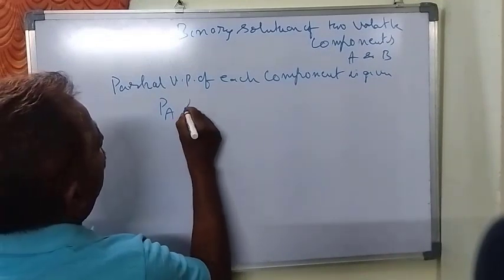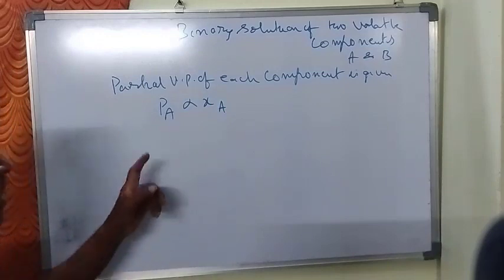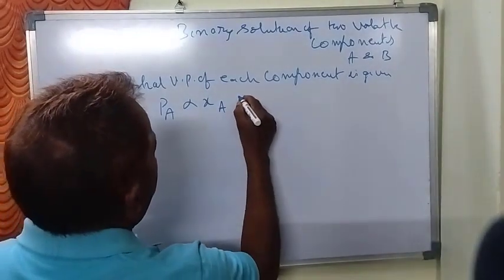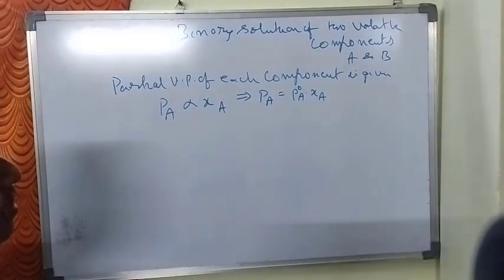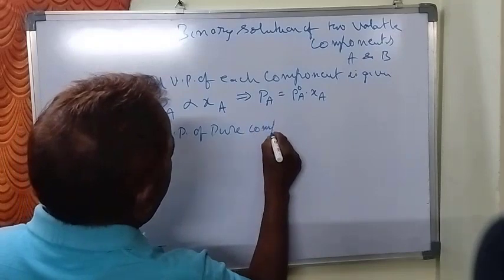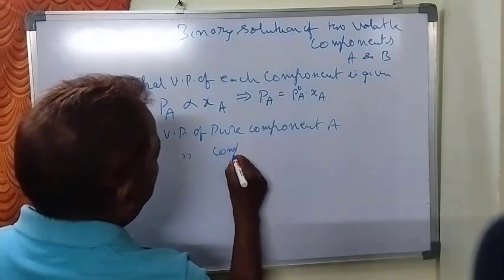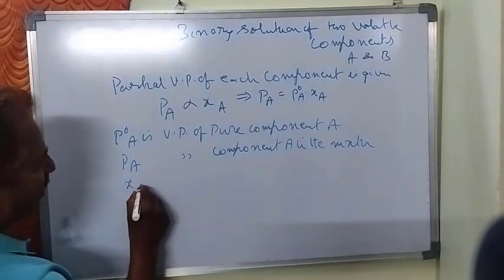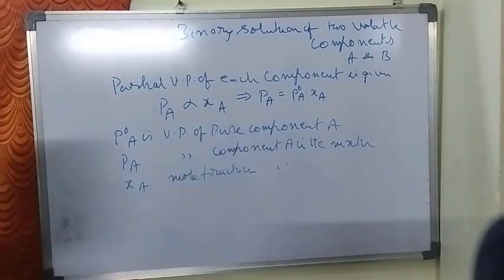PA is proportional to XA, where PA is the partial vapor pressure of the component A and XA is the mole fraction of component A. This implies PA is equal to P0A into XA, where P0A is the vapor pressure of the pure component A, PA is the vapor pressure of component A in the mixture, and XA is the mole fraction of component A.